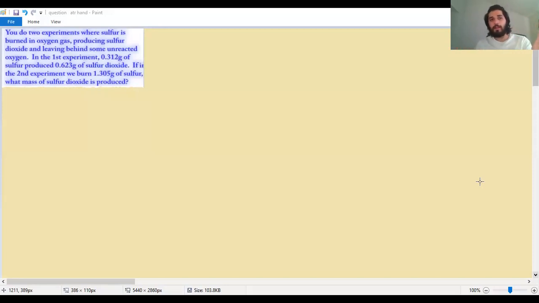Well, if you see here, we have a particular amount of sulfur. We have 0.312 grams of sulfur, and we know how much sulfur dioxide that produces. That would produce 0.623 grams of sulfur dioxide. If we tweak the amount of sulfur used in this chemical reaction, how much sulfur dioxide would we have?